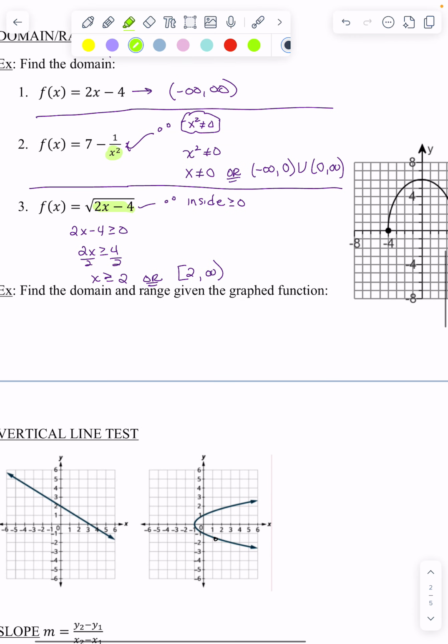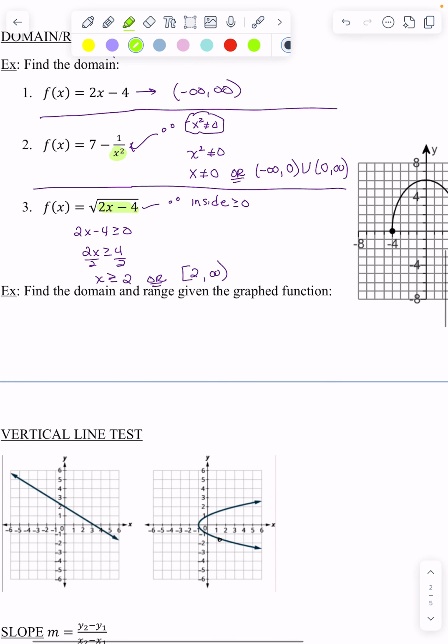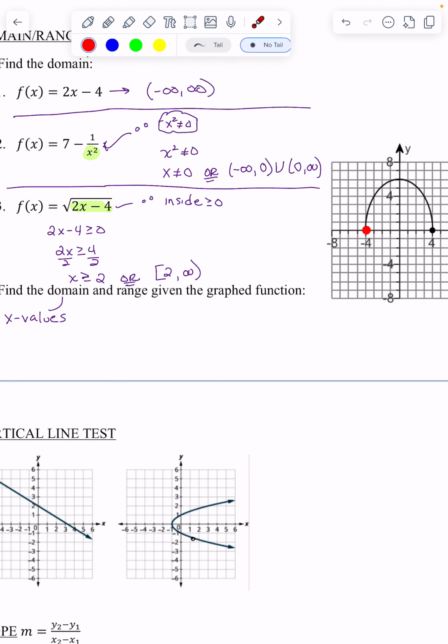All right. The next one in the example here with the graph, I want to find the domain and range of the graphed function. Again, remember the domain is the possible x values, or the x values that are there. So if I'm looking at the graph, what I see is it goes from negative 4, and that includes negative 4, all the way up to, including everything, all the way up to positive 4, right?